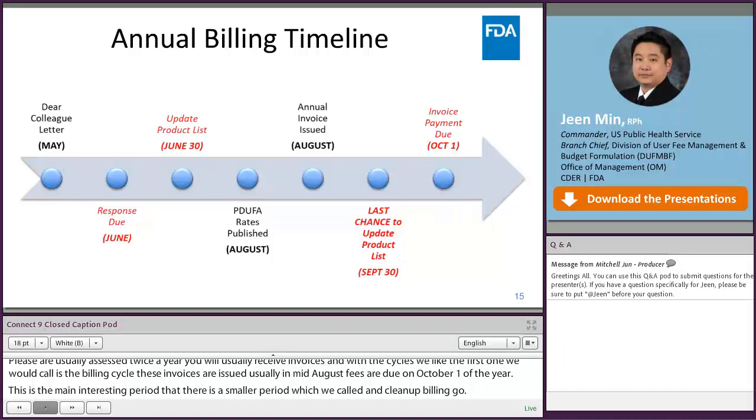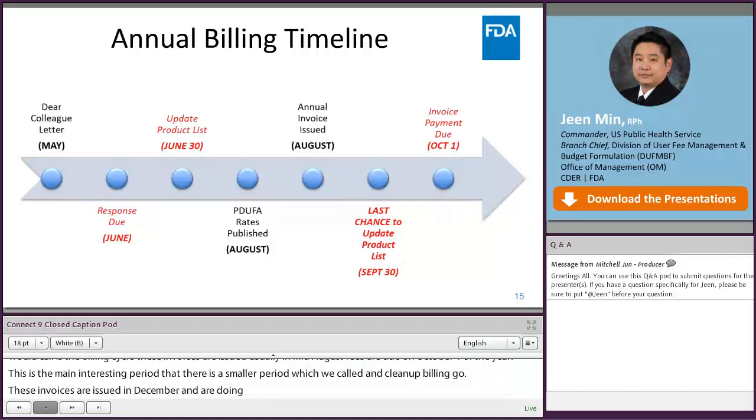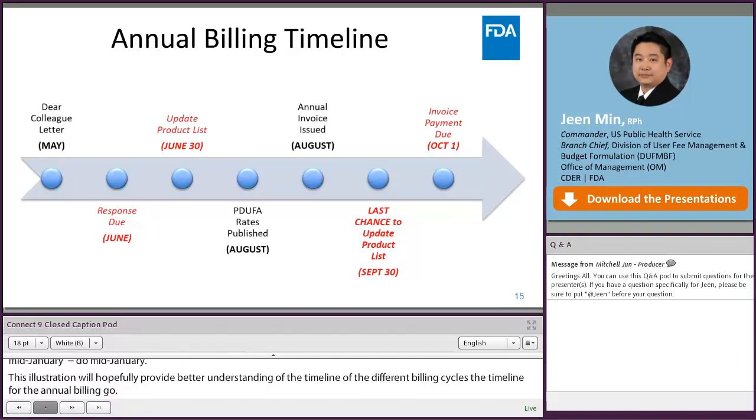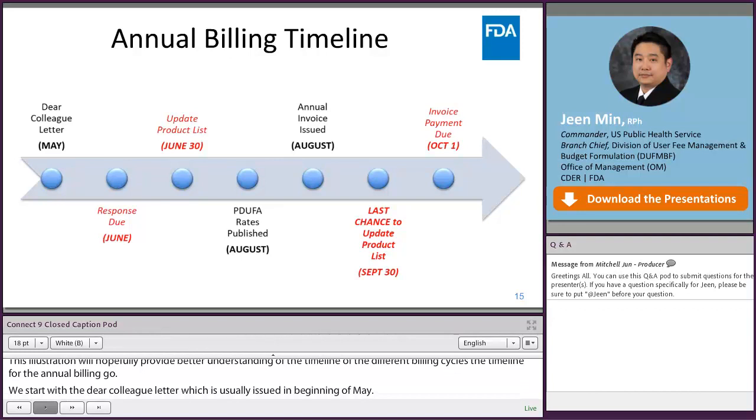This illustration will hopefully provide a better understanding of the timeline of the different billing cycles. This is the timeline for the annual billing cycle. We start with the Dear Colleague letter, which is usually issued in the beginning of May. Think of the Dear Colleague letter as a draft invoice where we spell out what a firm could be charged for the next fiscal year. We usually ask firms to provide a response by the beginning of June.